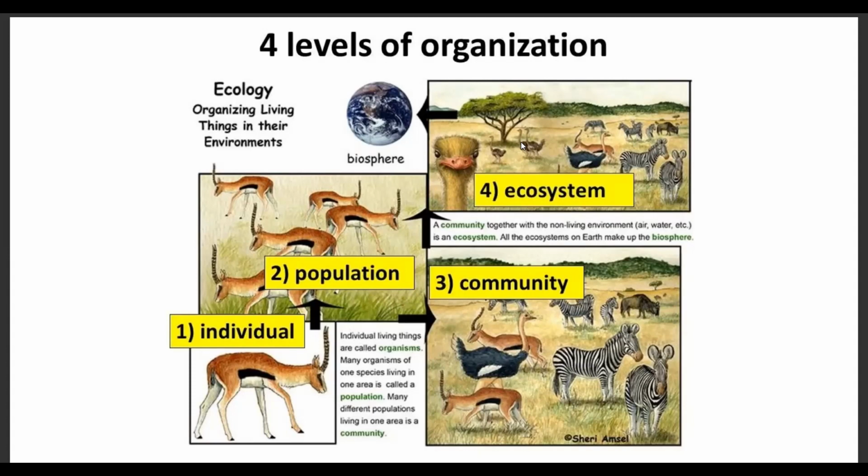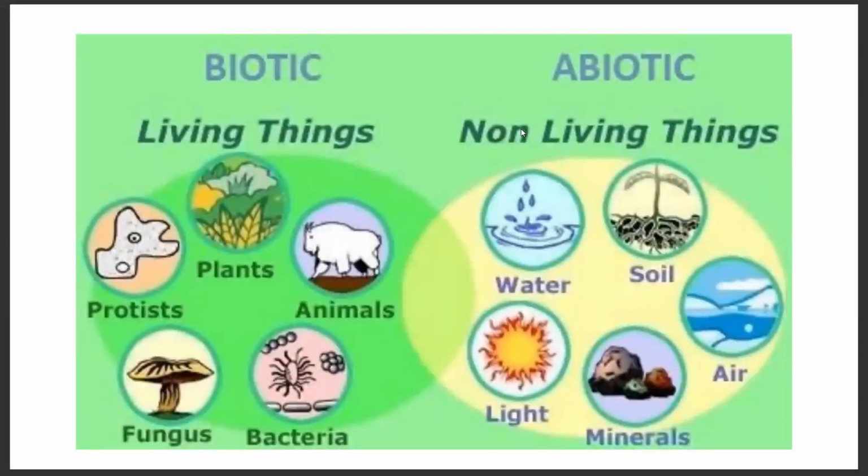Okay, let's move to the next one. What are these biotic and abiotic factors? Simply, biotic means living things, abiotic means non-living, right? Abiotic factors include non-living components such as water. They may be physical or chemical factors. Water, air, light, temperature, soil, nutrients, they all come under abiotic factors.